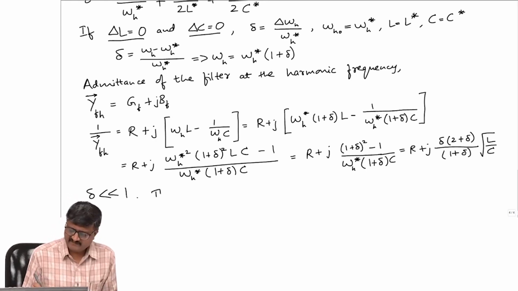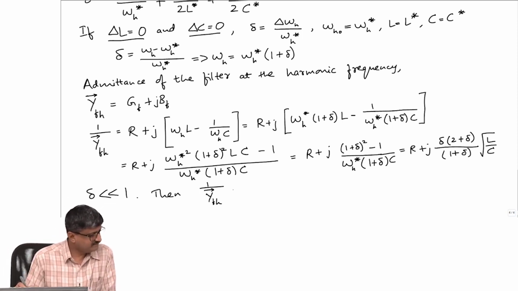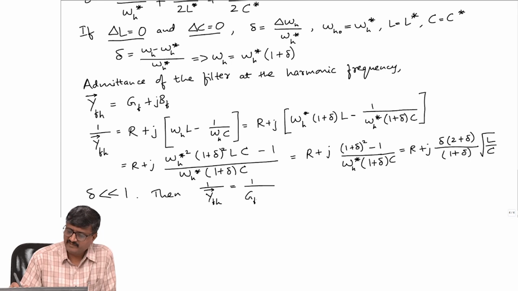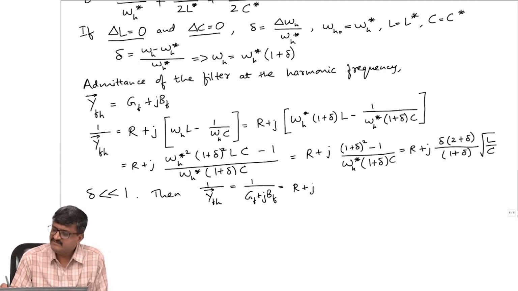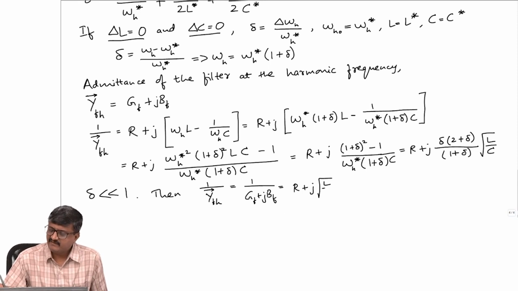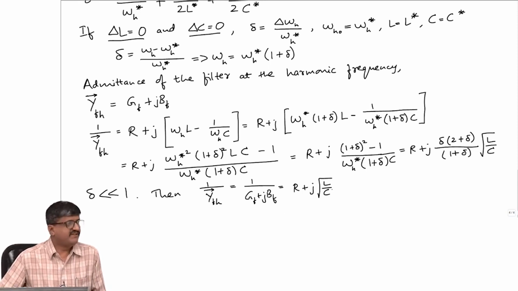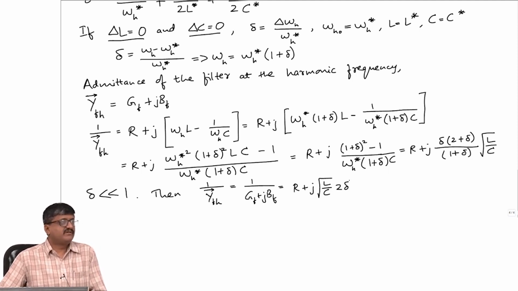So, if that is the case, then this impedance, that is reciprocal of the complex number YFH, that is 1 by GF plus JBF, can be written as R plus J. So, what is the simplification? Root LC is there, delta is very small into 2 delta, that is all.